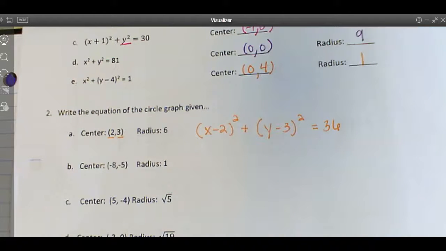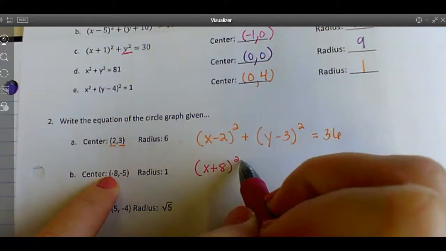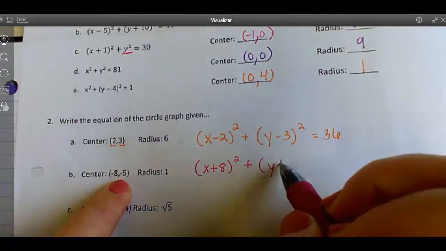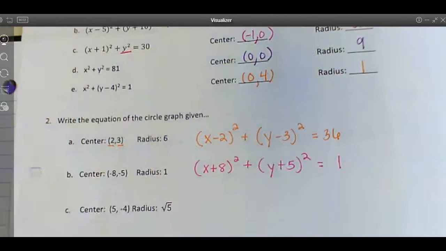Try B. So it'd be x, change the sign, squared, and then a y, and then change the sign and squared. Square the 1, and you get a 1. Okay.